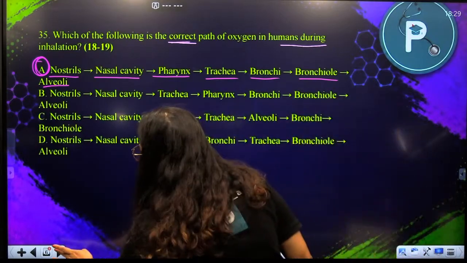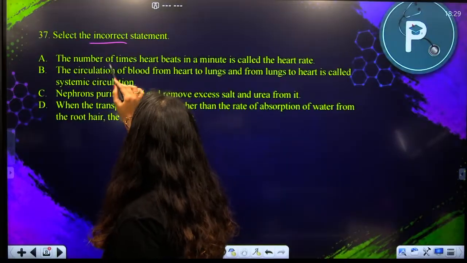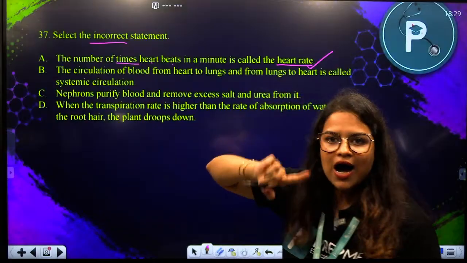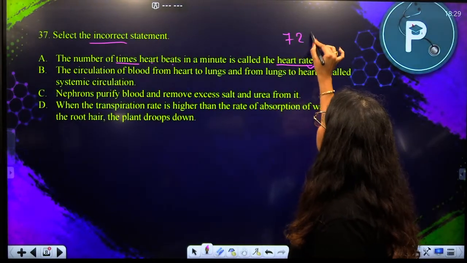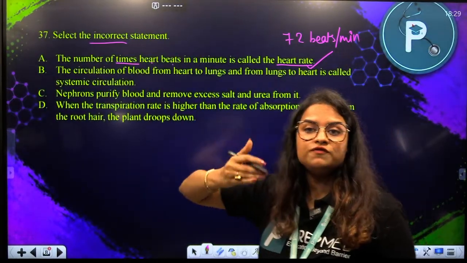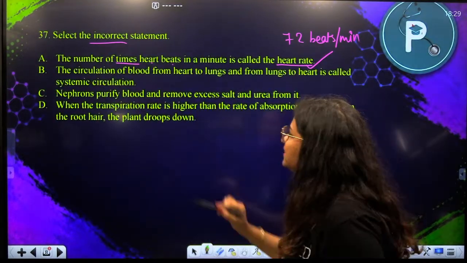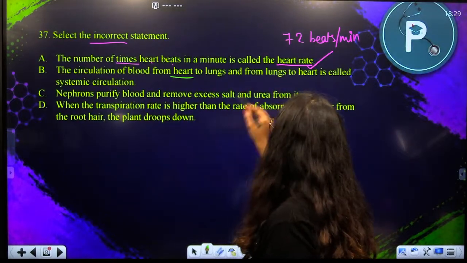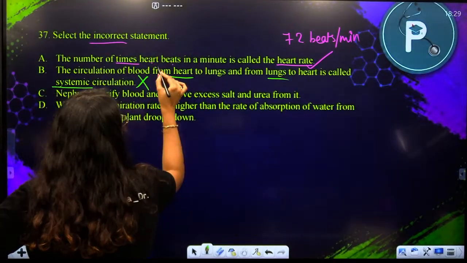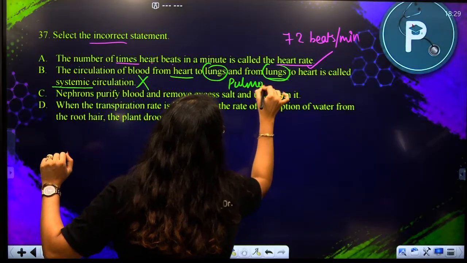Question number 36. Select the incorrect statement. The number of times heart beats in a minute is called as heart rate. Absolutely right. Your heart rate is around 72 beats per minute. This is the amount of time our heart beats. So this is correct. You are supposed to find out the incorrect one. Let's see. The circulation of blood from heart to lungs and from lungs to heart called systemic. Absolutely wrong. Whenever the lungs are mentioned, I have to call it pulmonary circulation.